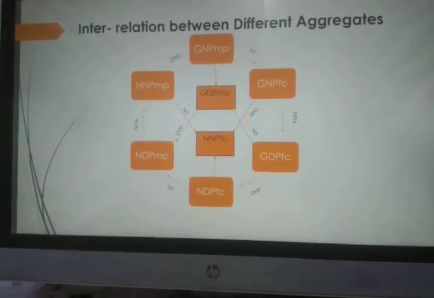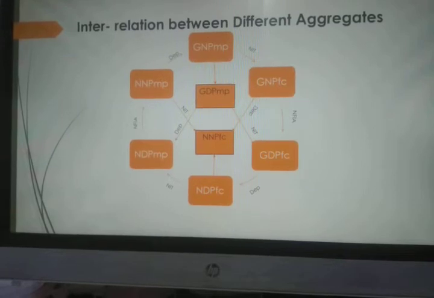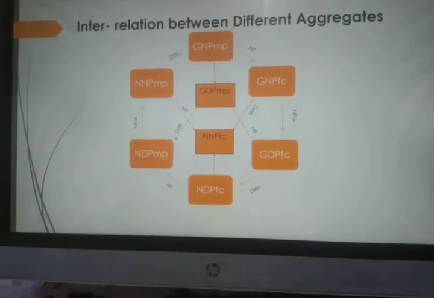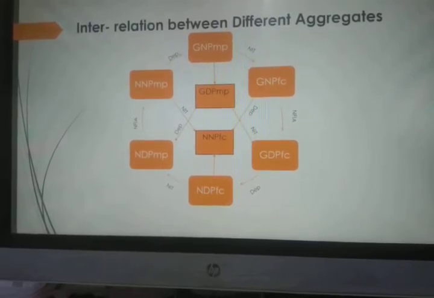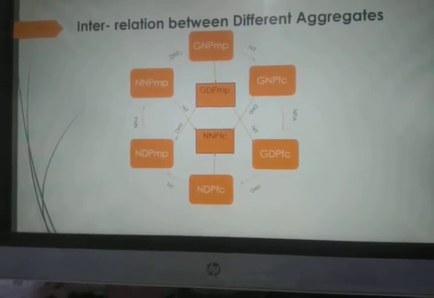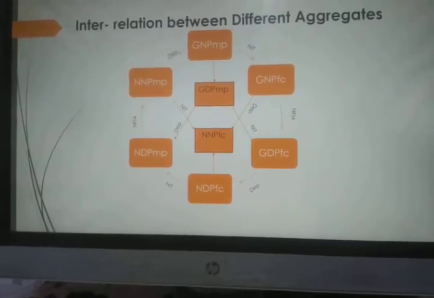In the same way, if we move from GNP FC to GDP FC, we have to deduct NFIA. Again, remember, N and D is to be changed. The rest of the alphabets are the same. So N and D need to be focused on, and that is very important. That is why N and D is always changed by NFIA. Here we have to deduct because we are already in national and we have to arrive at domestic. So we have to deduct NFIA.